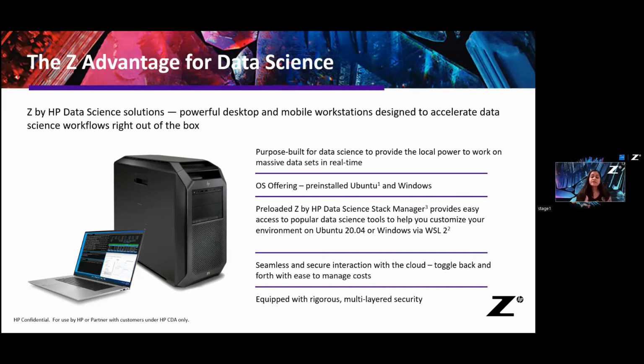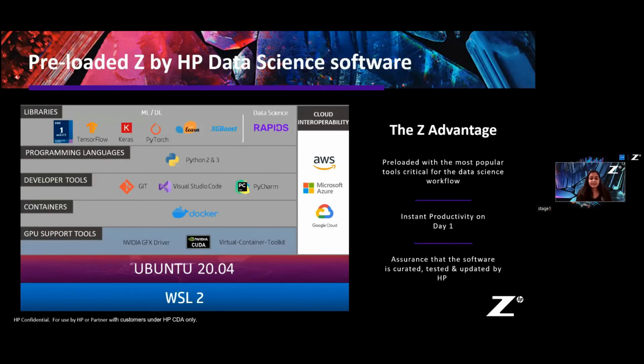So in this case, if you have one machine, sometimes you need to reboot the machine to get to that operating system of your choice, or have 2 machines. So with Z by HP, we have WSL2, which is Windows Subsystem for Linux 2, where you can have both the operating systems in your workstations without having the need to reboot it, or without having to use 2 devices.